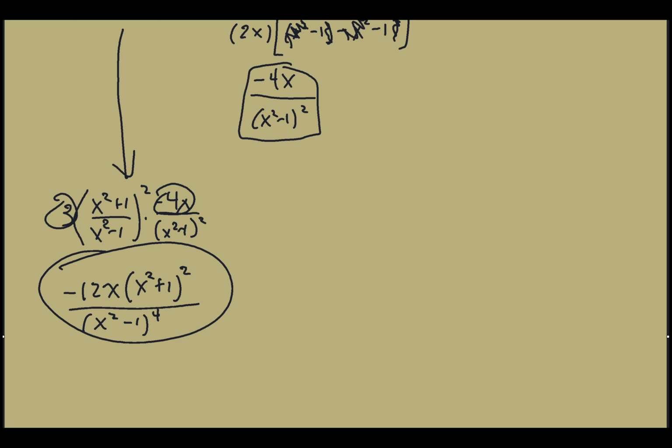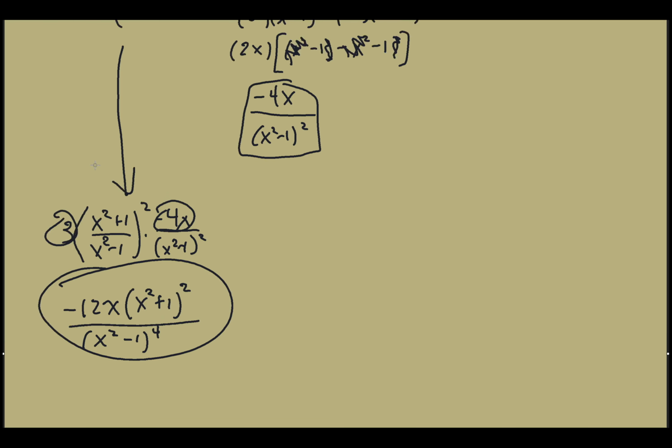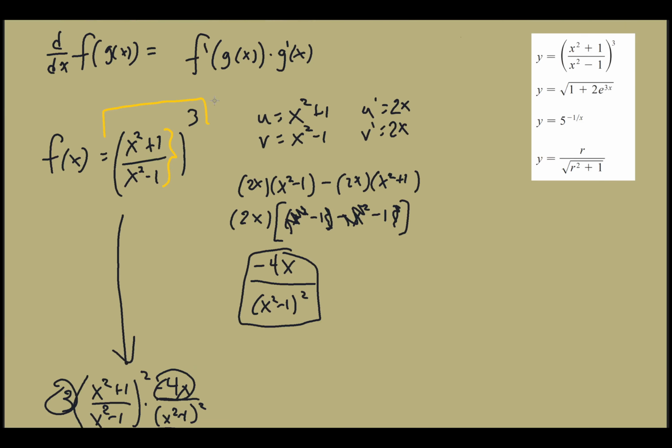That's the answer. I know I whipped through that pretty quickly, but you can play it back on slow if you want. The point of this is to understand that the power rule is on the outside, but the quotient rule is on the inside. We had to use them both.